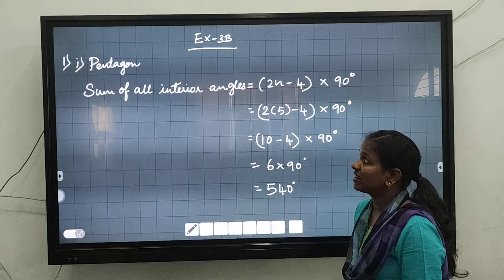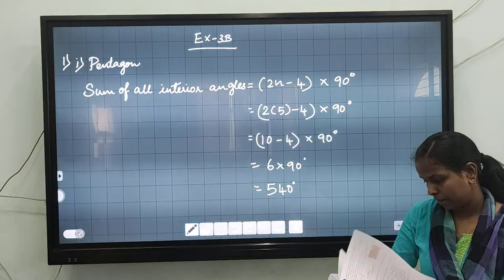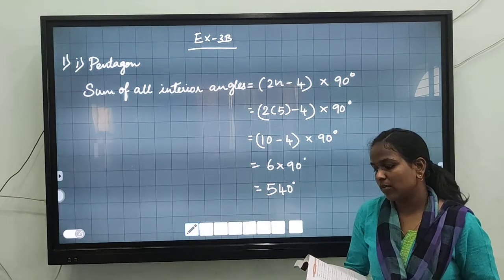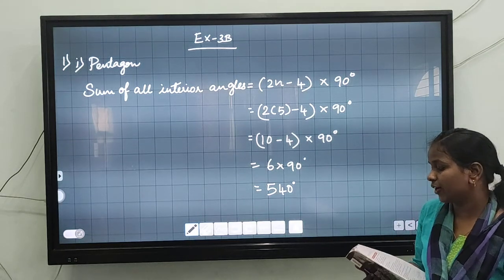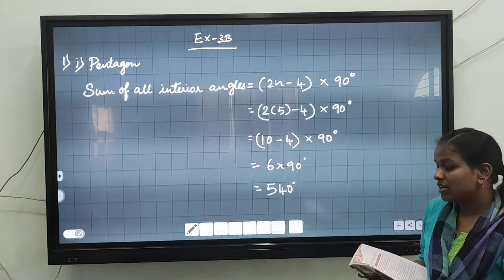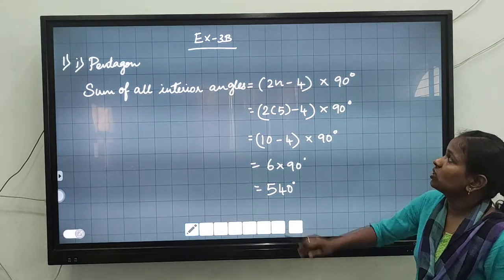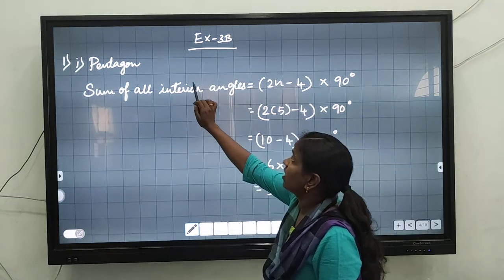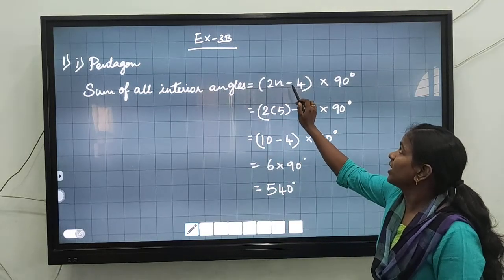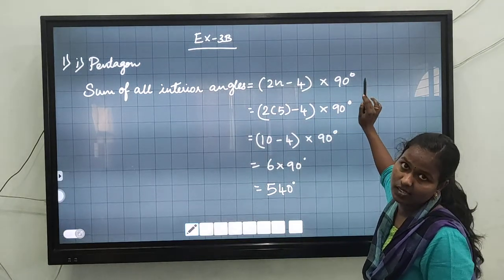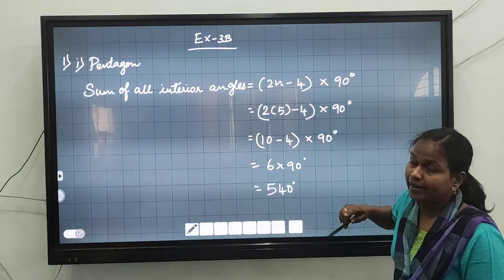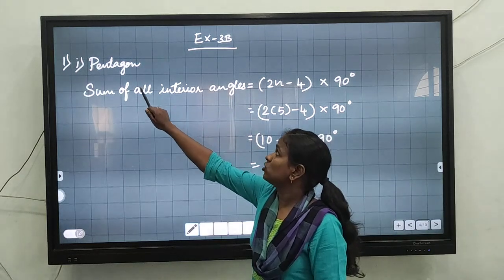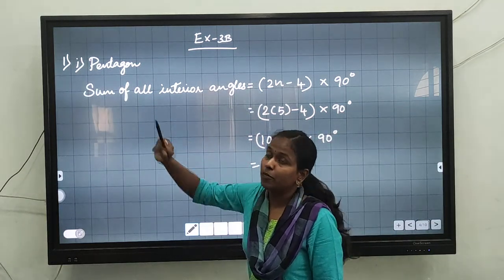Next, exercise 3b, first question. Find the sum of all interior angles of the following regular polygons. So they told us to find the sum of all interior angles. This is the formula to find it. First I am writing: sum of all interior angles equals (2n minus 4) multiplied by right angles. One right angle is equal to 90 degrees, so I am writing multiply by 90 degrees. They told us to find the sum of all interior angles of a pentagon.